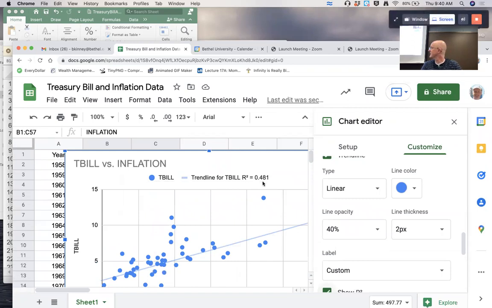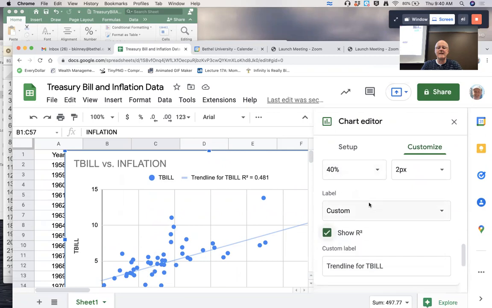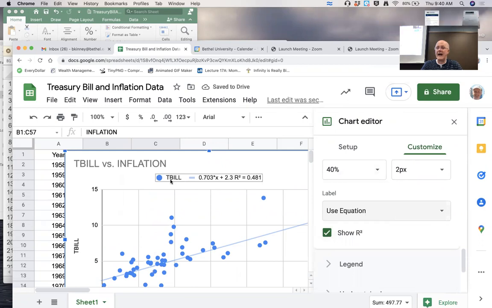.481 is what that says, if you can't quite see it. And for a label, let's use equation. There we go. T-bill return is the Y. T-bill is effectively Y equals 0.703x plus 2.3. That R squared is a separate thing. I'm going to go ahead and write that down here.